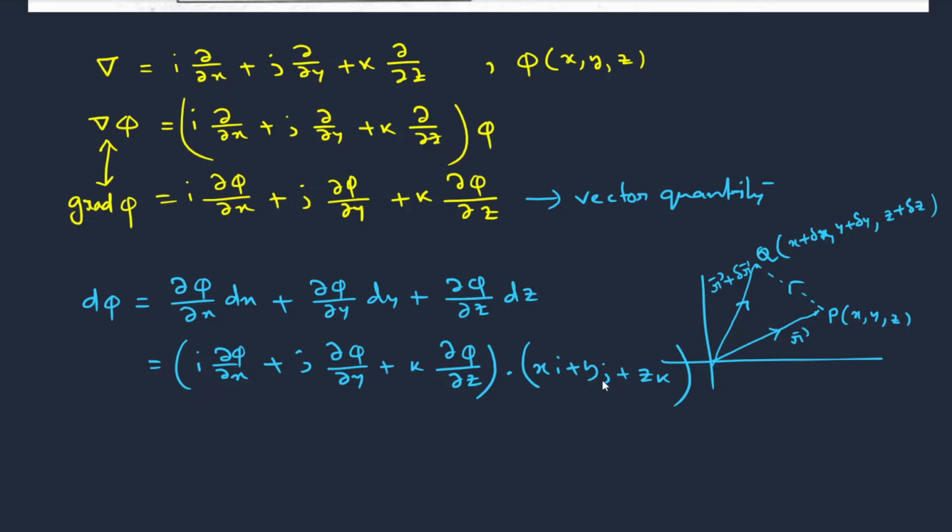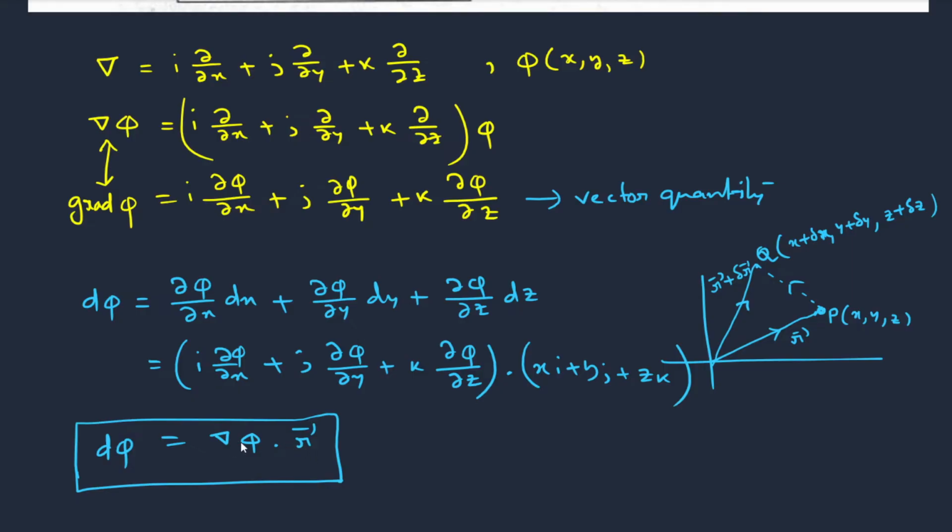Now this x i cap plus y j cap plus z k cap is nothing but the position vector, and i del/del x plus j del/del y plus k del/del z is nothing but the gradient of the scalar point function. If we take the dot product of these two, this result will come again. So this is nabla phi, and this is r bar. This result is again very important in some examples. d phi can also be written like this: nabla phi dot r bar.